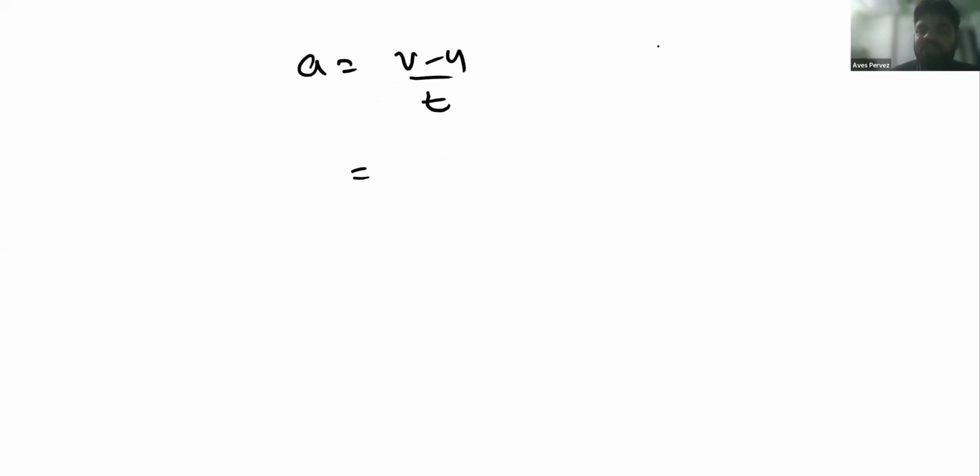You have calculated that V minus U is in kilometer per hour. You have calculated that 92 minus 20, that is equal to 72 kilometer per hour, and that 72 kilometer per hour is equal to 20 meters per second.